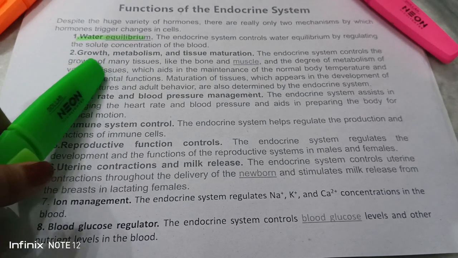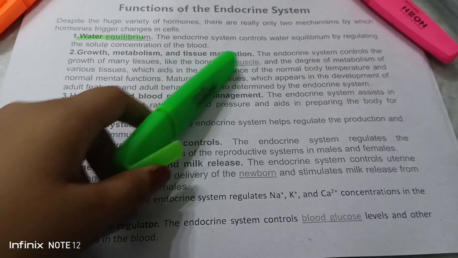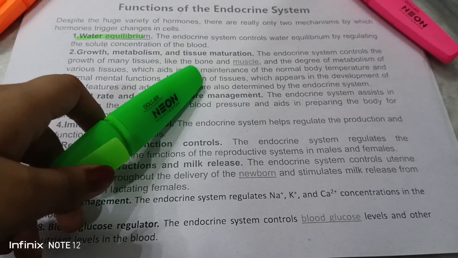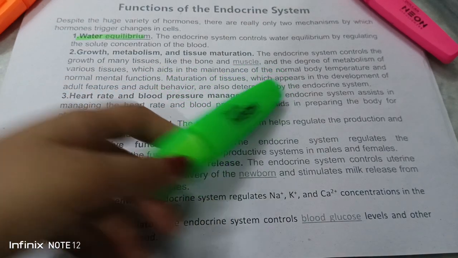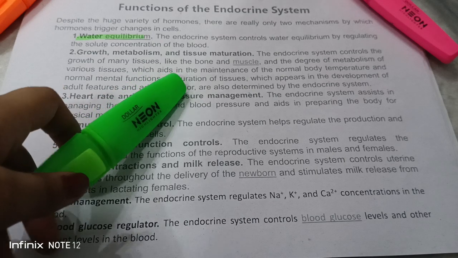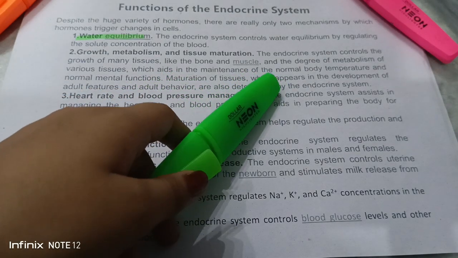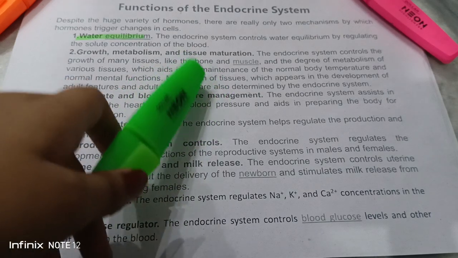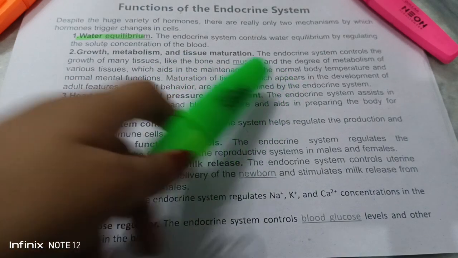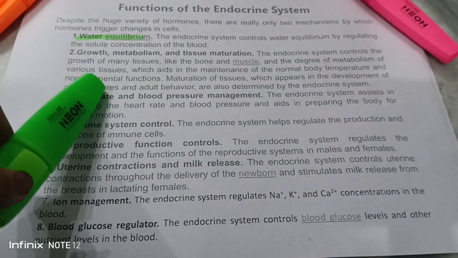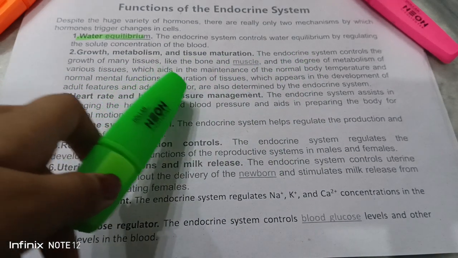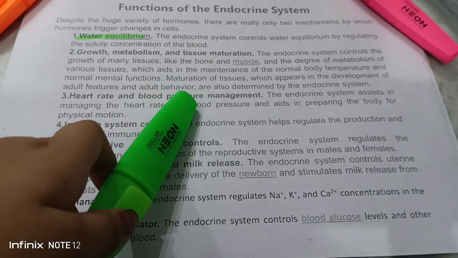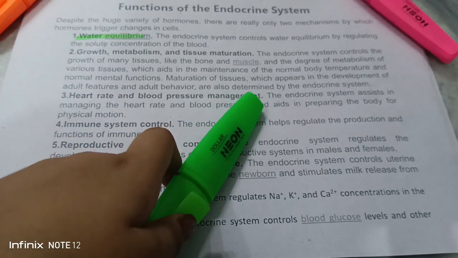It also controls our growth, metabolism, and tissue maturation. The endocrine system controls the growth of many tissues like your bones and your muscles. It controls the degree of metabolism of various tissues and the maintenance of normal body temperature. So they not only help in the growth of your bones and muscles, but also help in the maintenance. For example, it maintains your body temperature and normal mental functions. Maturation of tissues means the development of adult features and adult behavior, which is also determined by your endocrine system.